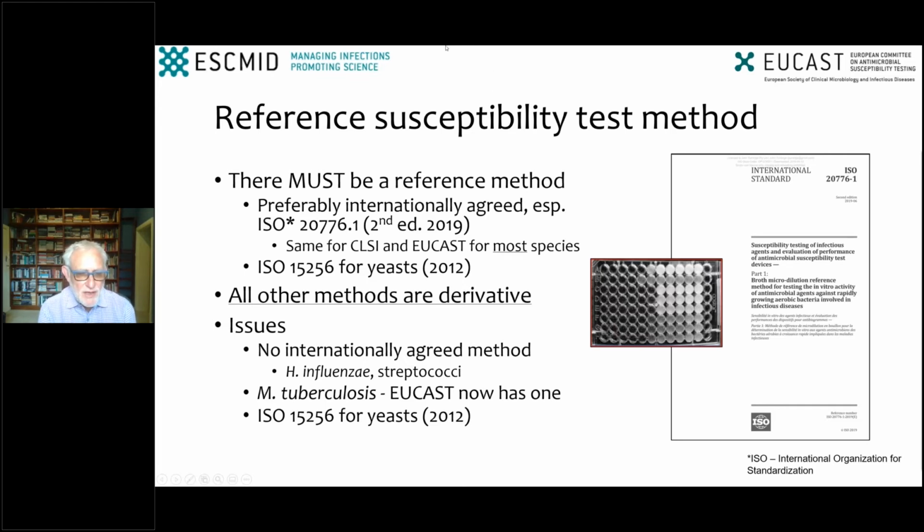The other important issue is that at the moment, we don't have an internationally agreed method for two important groups of pathogens, Haemophilus influenzae and its relatives, and Streptococci, for the simple reason that CLSI and EUCAST have settled on different media to do the testing. Ultimately, hopefully, there'll be a meeting of the ways in the future, but at the moment, you have to work with the methods defined by each of those standard setting organisations. Next slide.